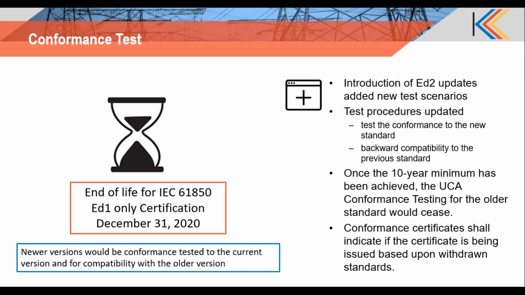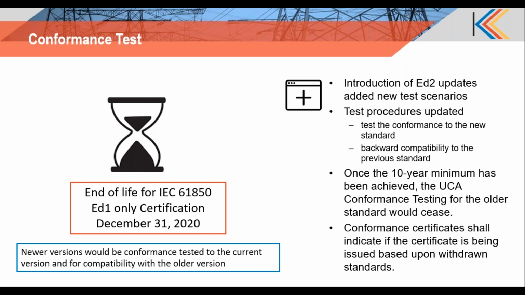And the news is that we have this Edition 1 and Edition 2 testing available in UCA test houses. So even if you have an Edition 1 device which is not migrated to Edition 2, you can continue to recertify it with respect to the Edition 1 tests. But the problem is that there is an end of life for this Edition 1 only certification, and that is being marked as December 31st, 2020, which means you cannot do Edition 1 testing with your new or existing device for Edition 1 test cases from January 2021.